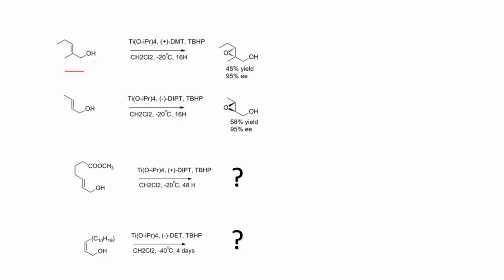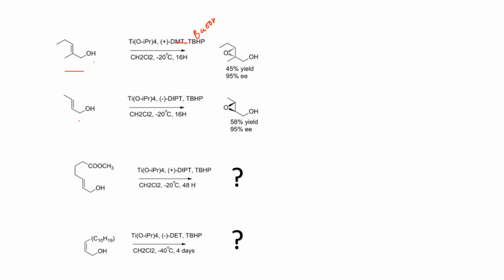So they have used this positive dimethyl tartarate and tertiary butyl hydrogen peroxide. That's the short form TBHP, tertiary butyl hydrogen peroxide. This is the short form of this one. And in DCM at -20 degrees C after 16 hours, they got this one as our product.